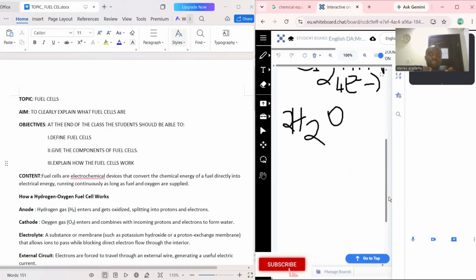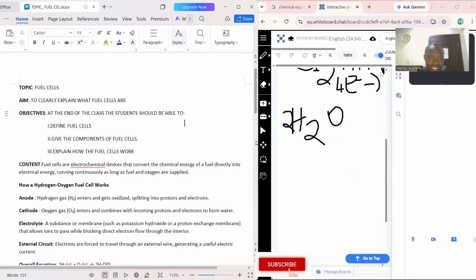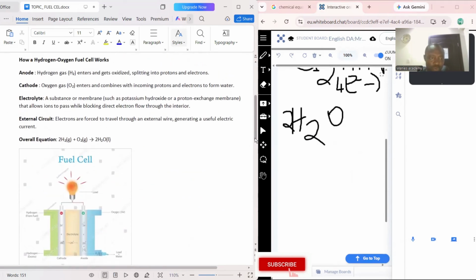Then lastly, we also have a connection to an external circuit, through which the current will pass and power a load on that circuit. Electrons are forced to travel through an external wire, generating a useful electric current in this hydrogen-oxygen fuel cell setup. Now let's take a look at the diagram of a typical fuel cell.